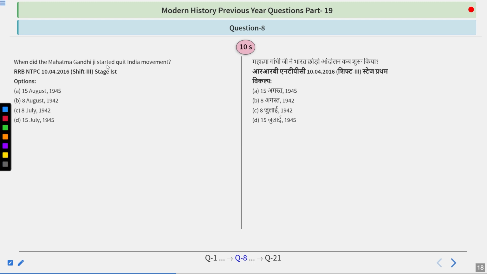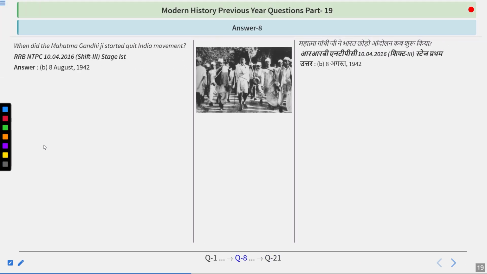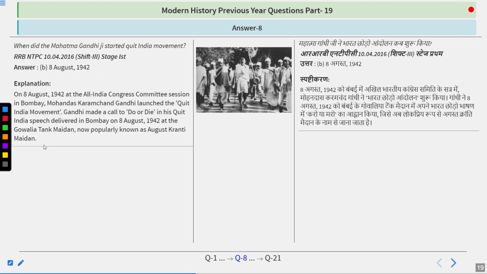When did Mahatma Gandhi ji start the Quit India movement? Options are 15th August 1945, 8th August 1942, 8th July 1942, 15th July 1945. So think about it. And I guess the answer you are giving is right, because we have discussed this thing so many times now. Answer is 8th August 1942.